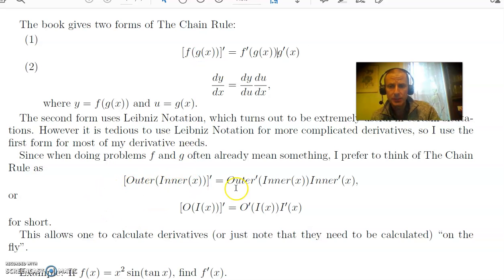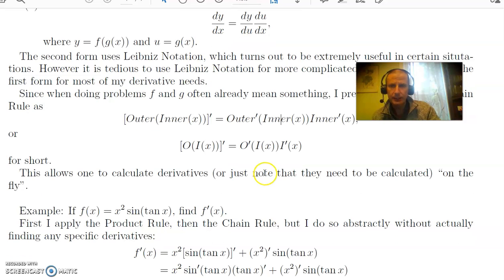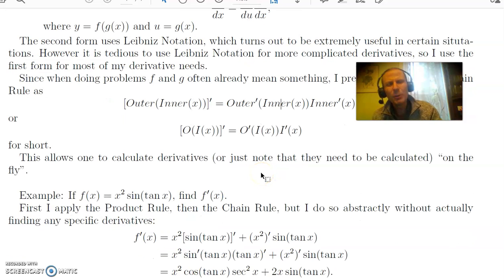And now the chain rule says that the derivative of the outer applied to the inner function is equal to the derivative of the outer applied to the inner, times the derivative of the inner. It's exactly this, where f is the outer and g is the inner. And for short, since it's tedious to write outer, it just says O of I of x's derivative is O prime of I of x times I prime of x. And this makes it a lot easier to calculate derivatives almost in your head, or at least on the fly, without having to write out a bunch of extra steps.